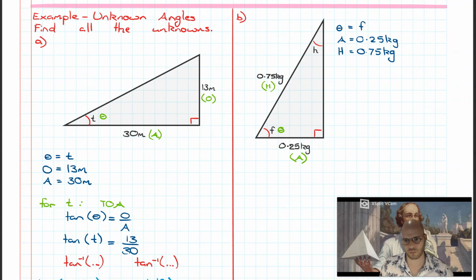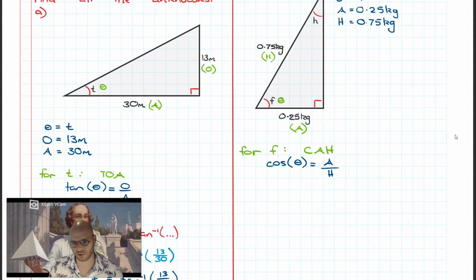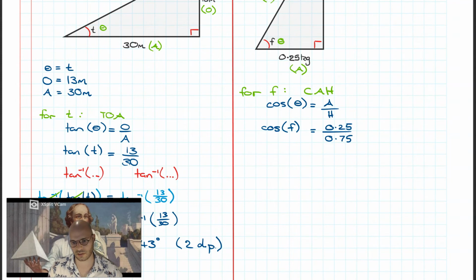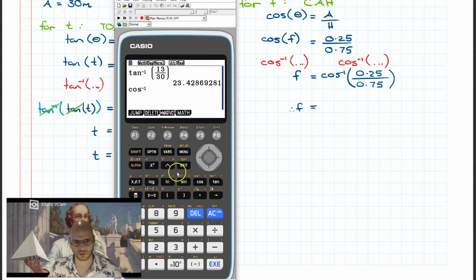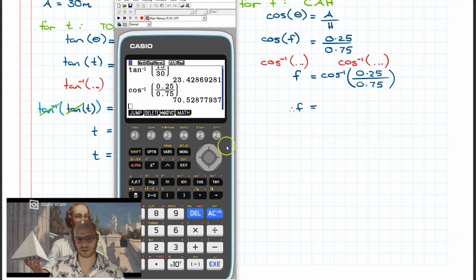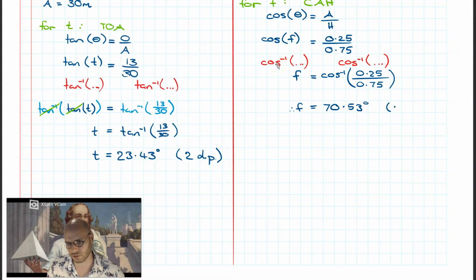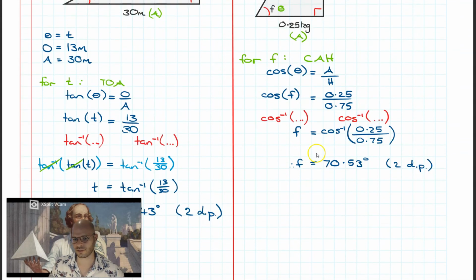Alright, now next step, we're going to solve for f. We have the adjacent and the hypotenuse, so that means that we're going to use the cosine. Subbing in the values. Now we take the arc cosine, or we take the inverse cosine, whichever way you want to call it. Next step is we need to employ the use of our calculator. So up we come. This will give us an angle of 70.53 degrees. And of course that's to 2 decimal places. Okay, so this is f.